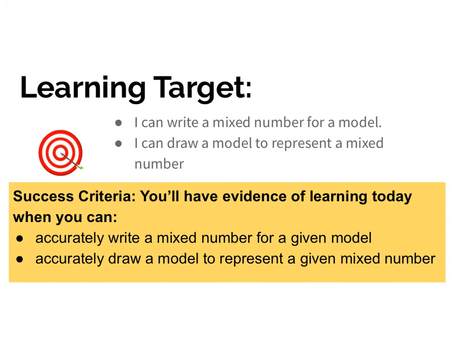Our learning targets today are that we'll be able to write a mixed number for a model, which basically means a picture. So looking at the picture, I should be able to write a mixed number that picture represents. And then the opposite of that, if I'm given a mixed number, I should be able to draw a model to represent that. So that's exactly what you'll be doing to show evidence of today's learning. Writing mixed numbers and drawing models.